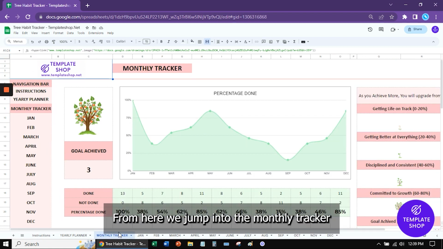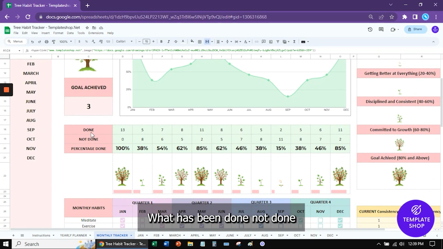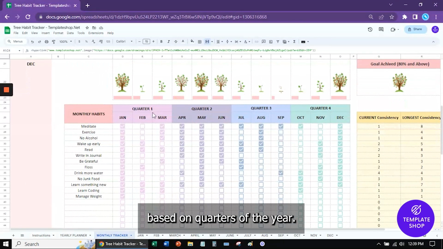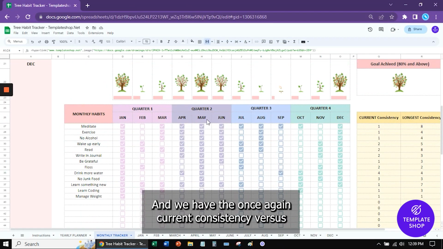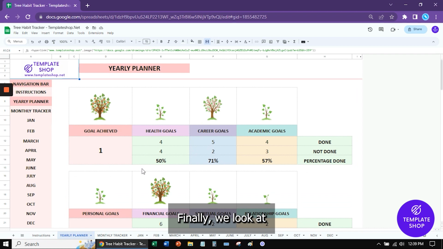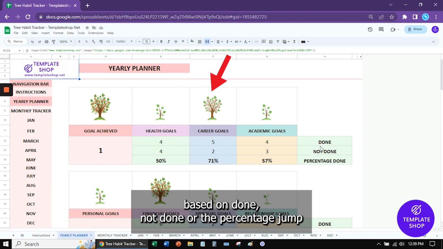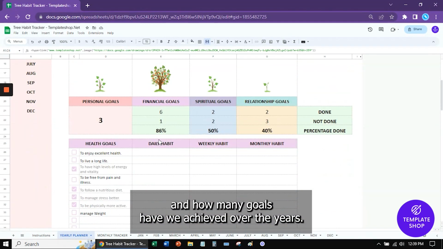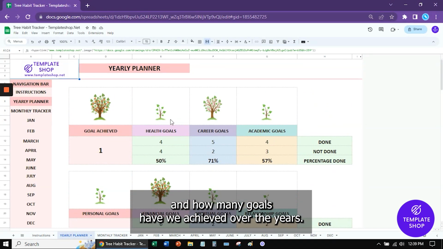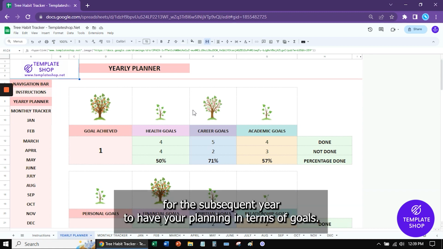From here, we jump into the monthly tracker, where we realize the number of goals which are achieved, what has been done, not done, based on quarters of the year, and we have the months, again, current consistency versus the longest consistency. Finally, we look at what we have achieved based on what goals we had set initially, based on done, not done, or the percentage done, and how many goals we have achieved over the years. These eventually can be the input for the subsequent year to have your planning in terms of goals.